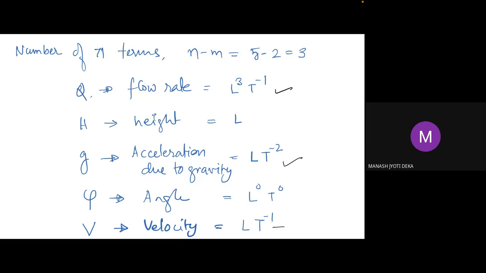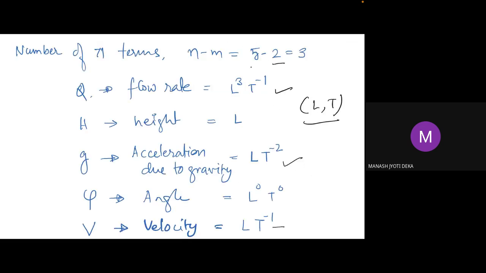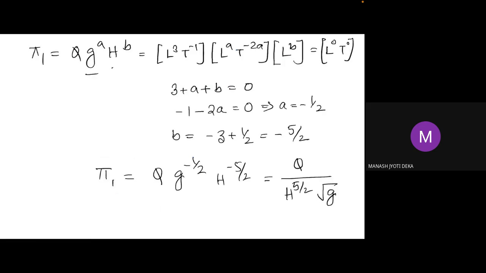So here the only relevant dimensions are L and T, so the number of dimensions is m equal to 2. The number of quantities is 5 and the number of dimensions is 2, so the number of pi terms required for this problem is 3. Here we'll have only 2 repeating variables because m is 2, and I'm taking the repeating variables as z and h.